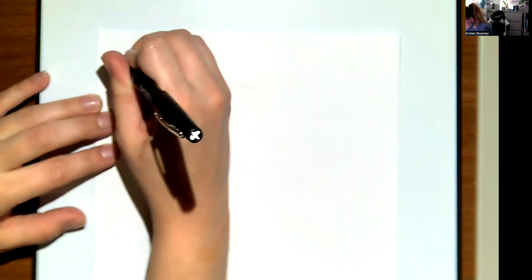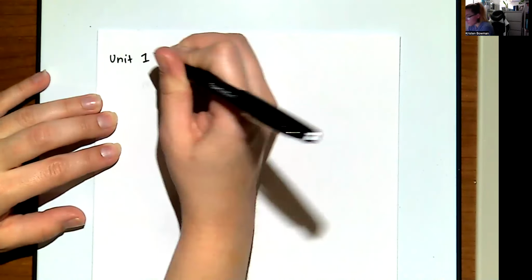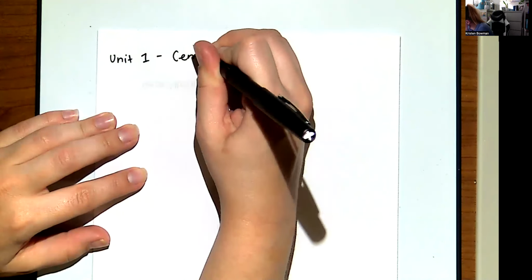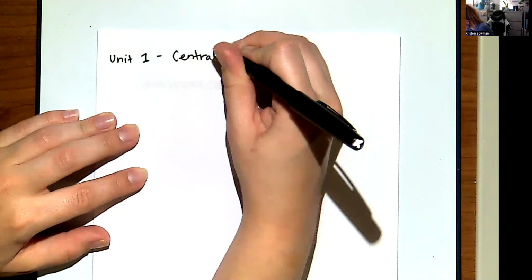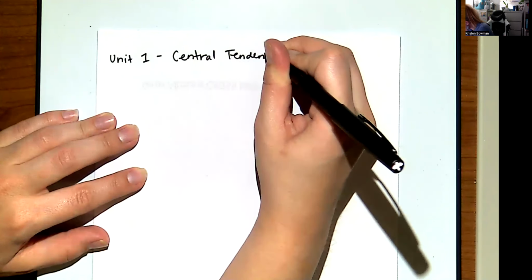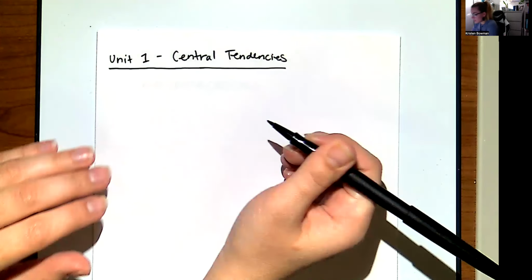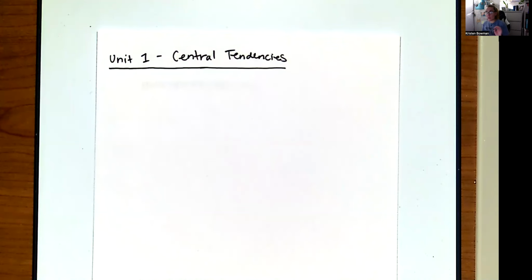First and foremost, we're just going to start out with our very first unit, which was unit 1. Now this unit, whether we said it or not, was all about what's known as central tendencies. There are a couple of common central tendencies that we use within our area of study. So I'm going to lay out 3 of them.